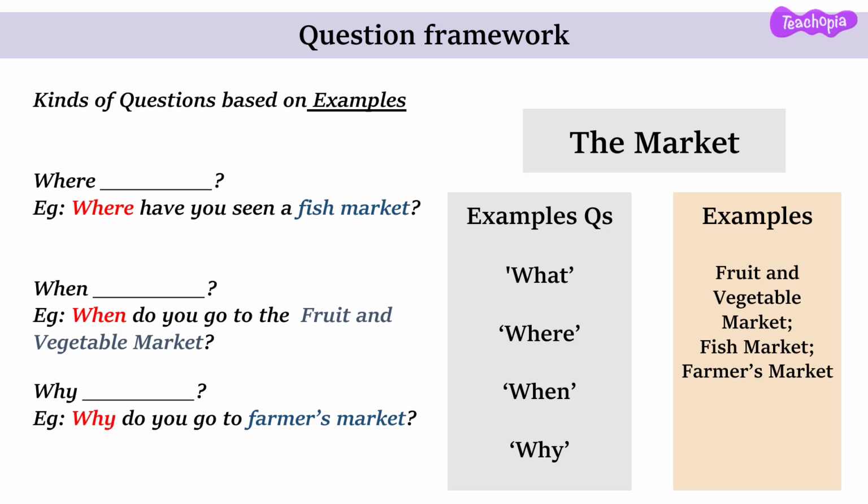And if we use a question starter like when, something like this could come up. When do you go to the fruit and vegetable market? And if the question word why is used, this could be a question. Why do you go to the farmer's market? All of these questions are based on the examples category. And the same can be done for definition, features, and such other categories. And they would help us in conducting or participating in a good group discussion.